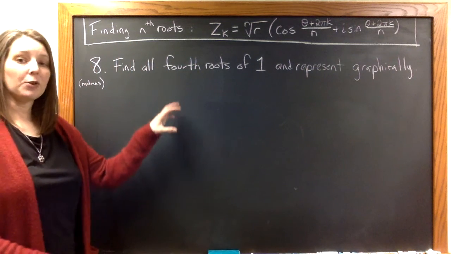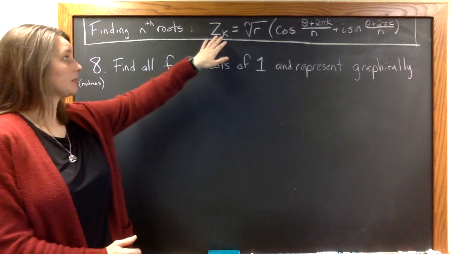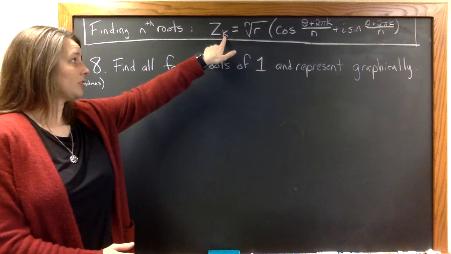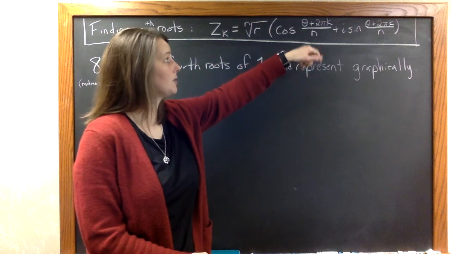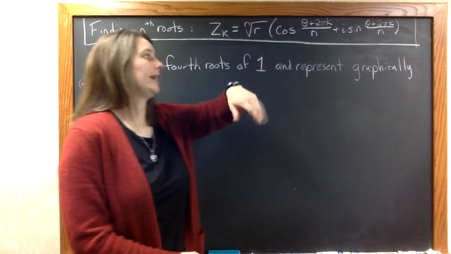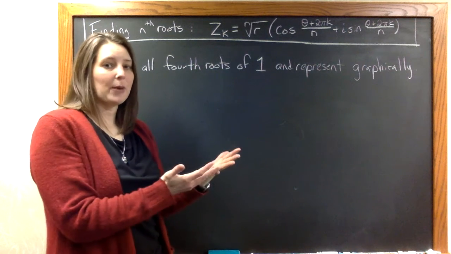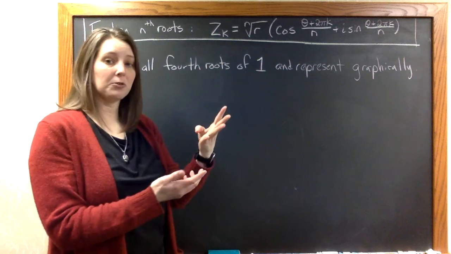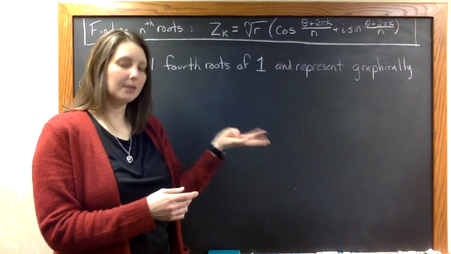This is giving us a formula for how to find all of the roots. So if you want to find the nth roots of any complex number, to find each of them, you take the nth root of r, and then you have cosine of theta plus 2 pi k over n, and then sine is the same thing. And then k changes depending on which root we're talking about. So if we have a fourth root, we would start with z0, and then z1, z2, and z3.